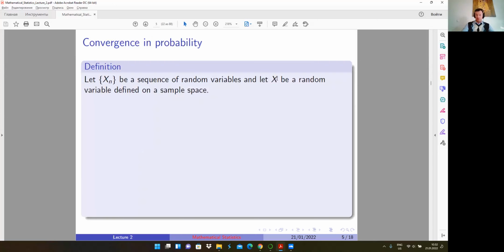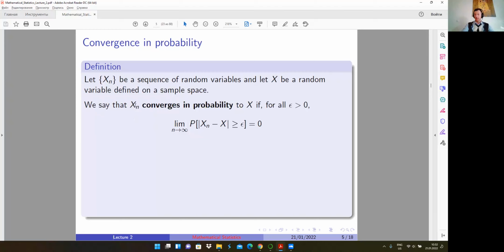And then I have some variable x, which is known to you from the previous course of probability. So this is just some conceptual random variable defined on some sample space. So then, what is the definition of convergence in probability? We say that this sequence of random variables xn converges in probability to this variable x if I take any arbitrary epsilon greater than 0, just some positive constant.